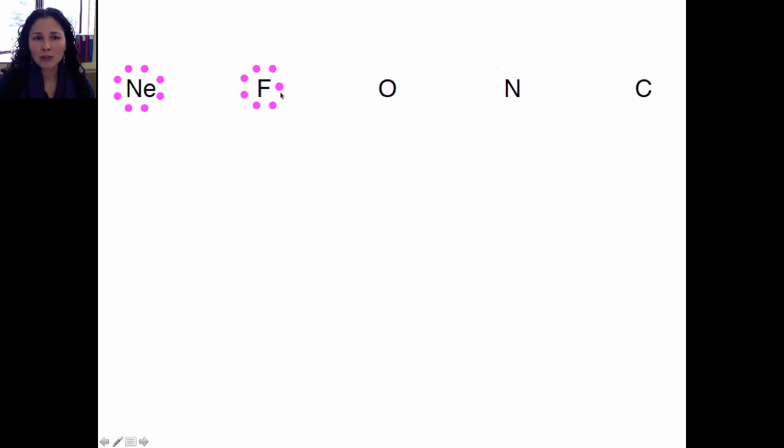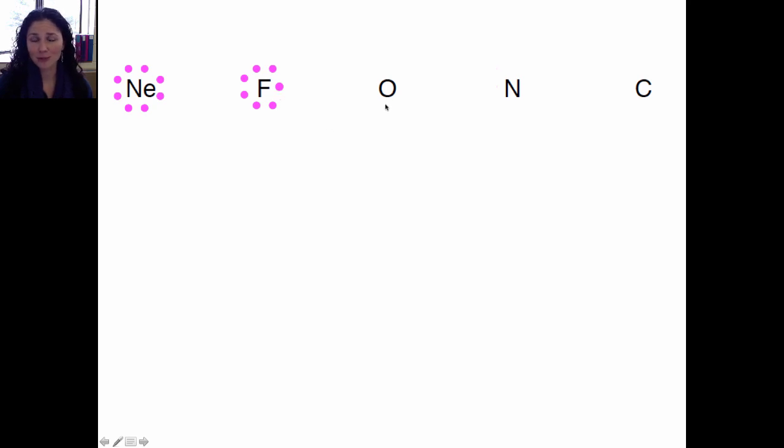Now, the number of electrons that an element needs is also equal to the number of bonds it will make. So that's a useful thing to keep in mind. I'll remind you of that in a minute. But from this Lewis dot structure, I can see that fluorine needs 1 more electron, and that means it will make 1 bond in a covalent compound.